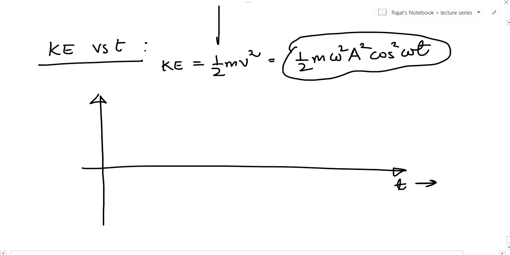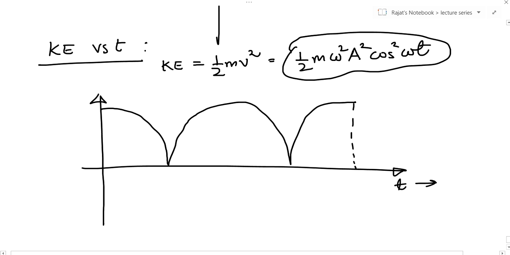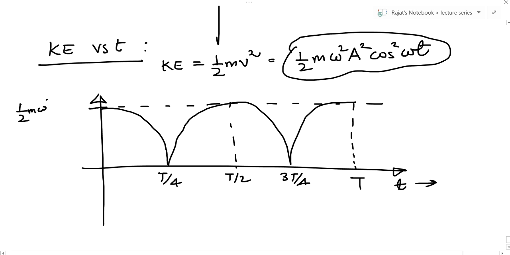at t is equal to 0, the velocity will be maximum because the particle is at the origin. It is moving in the positive x direction with maximum velocity. So the graph will be like this. This is T, this is T by 4, this is T by 2, 3T by 4. This is the maximum possible kinetic energy, which is half m omega square a square, and this is again half k a square, because m omega square is nothing but k.